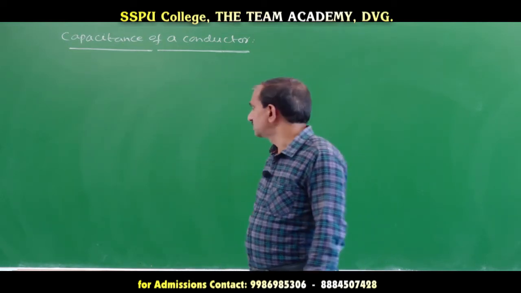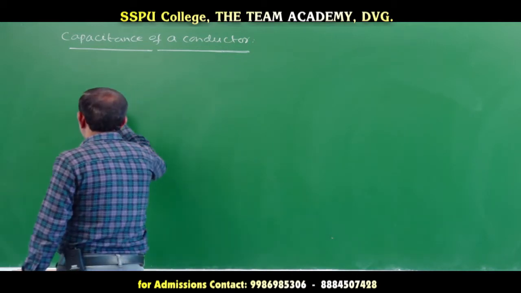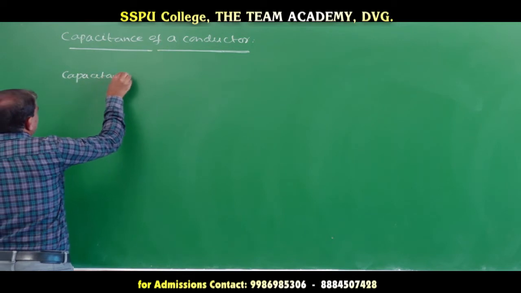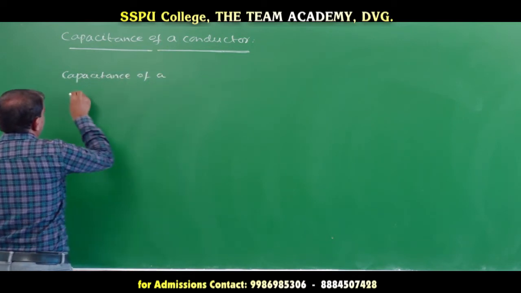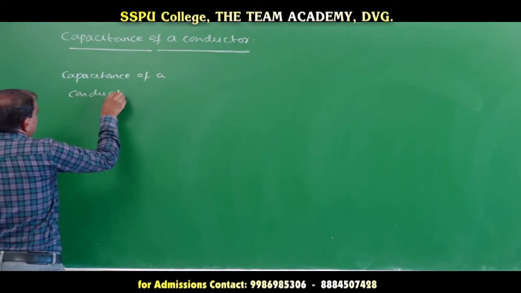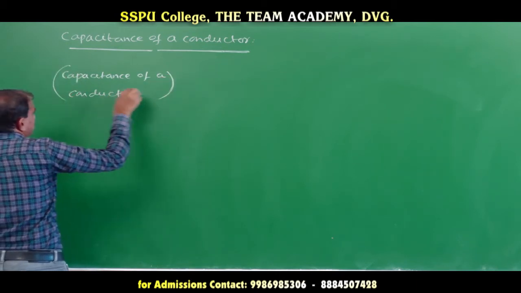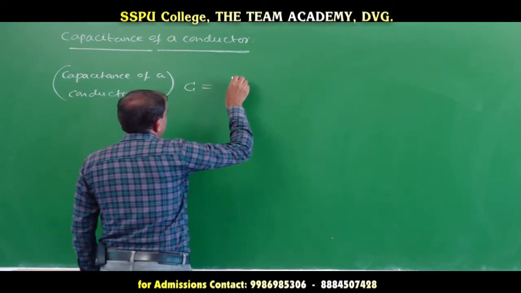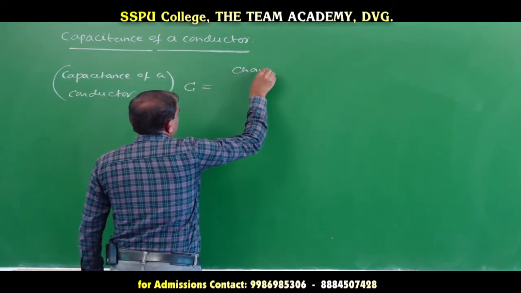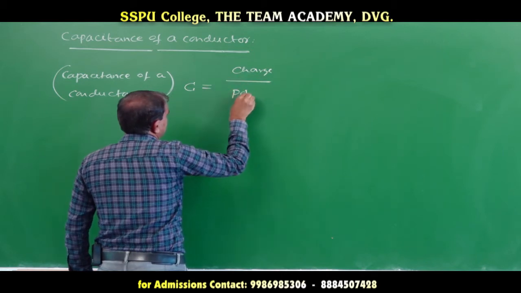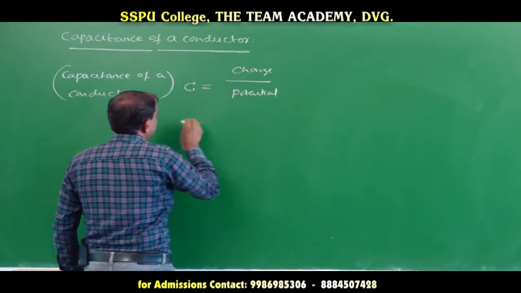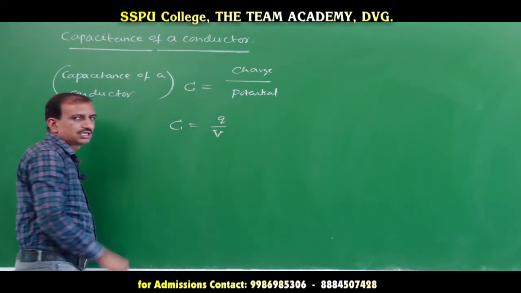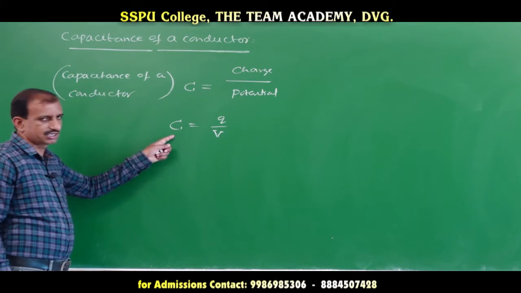Therefore, capacitance of a conductor, denoted by the symbol C, is the ratio of charge to potential of the conductor. That is, C is equal to Q by V. So, it is called the capacitance of a conductor.